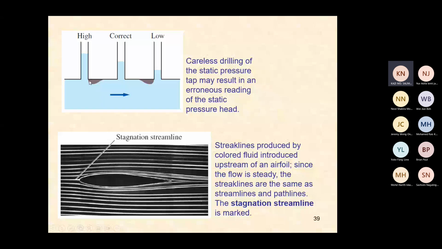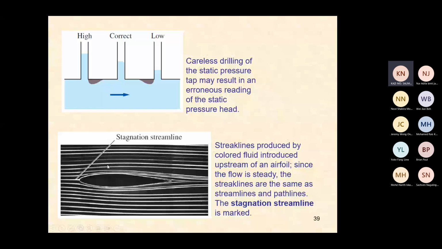And if it is moving this way, then separation will happen there, and we get a drop down to this. So careless drilling of the static pressure tap may result in an erroneous reading of the static pressure head. Now we consider the stagnation pressure. This is the aerofoil here. The stagnation pressure on the aerofoil will be measured here, and the static pressure here, so from this we can find the difference between the static and stagnation pressure.